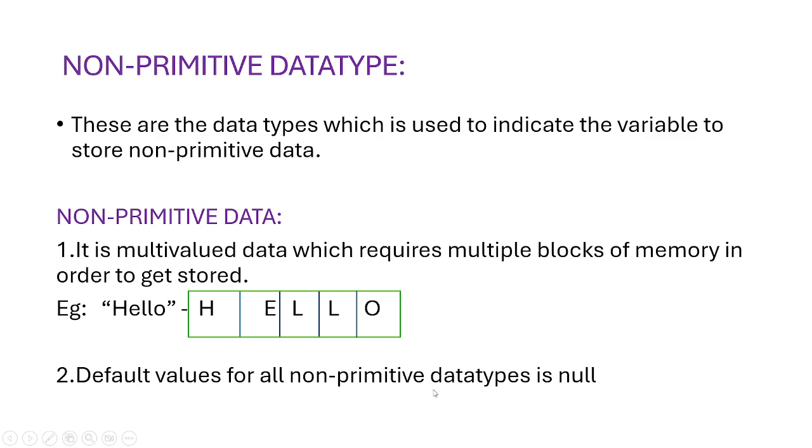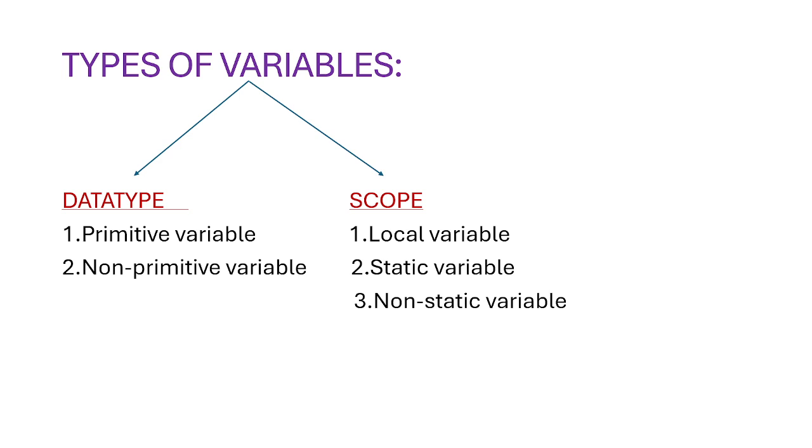Then the default value for all non-primitive data types is null. For every data type we have a default value. For example, for integer we have 0, and for boolean the default value is false. Like that, for all the data types we have default values.